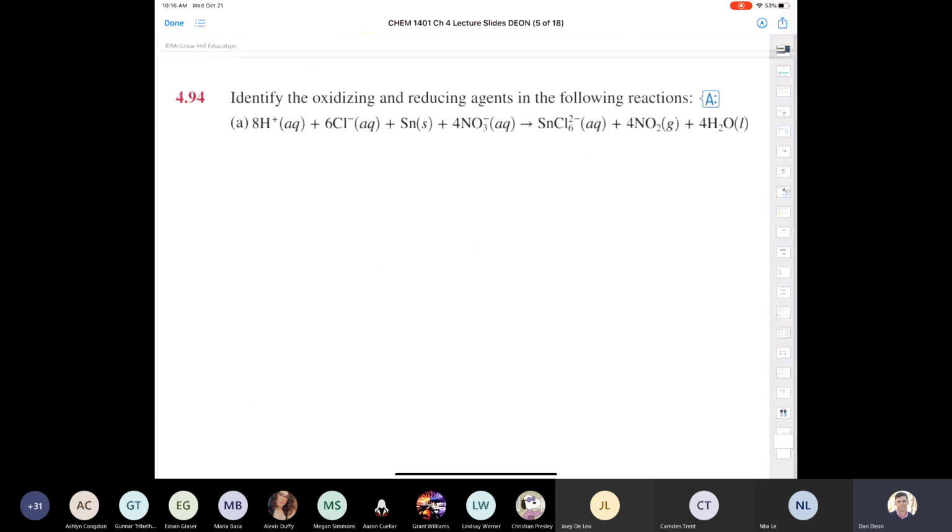4.94, identify the oxidizing and reducing agents in the following reactions. Again, here's that little A icon. When you see that icon in the back of the textbook, it gives you the answer. So you'll know whether you're right or whether you're wrong. Okay, let's see here. I don't like this reaction written out like this. I need more space to think. Let me rewrite the reaction, and while I'm doing that, you can try to identify who's being oxidized and who's being reduced.